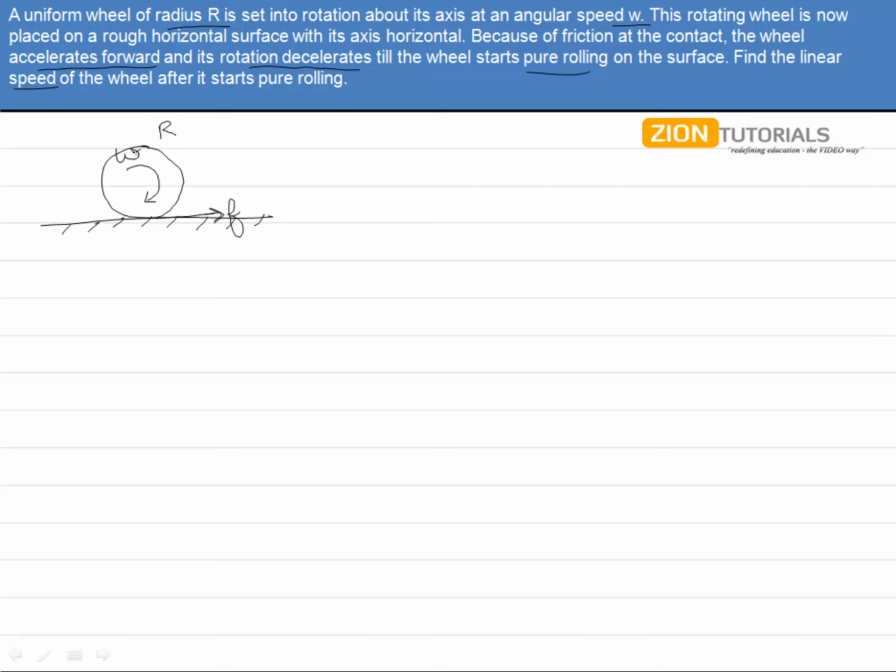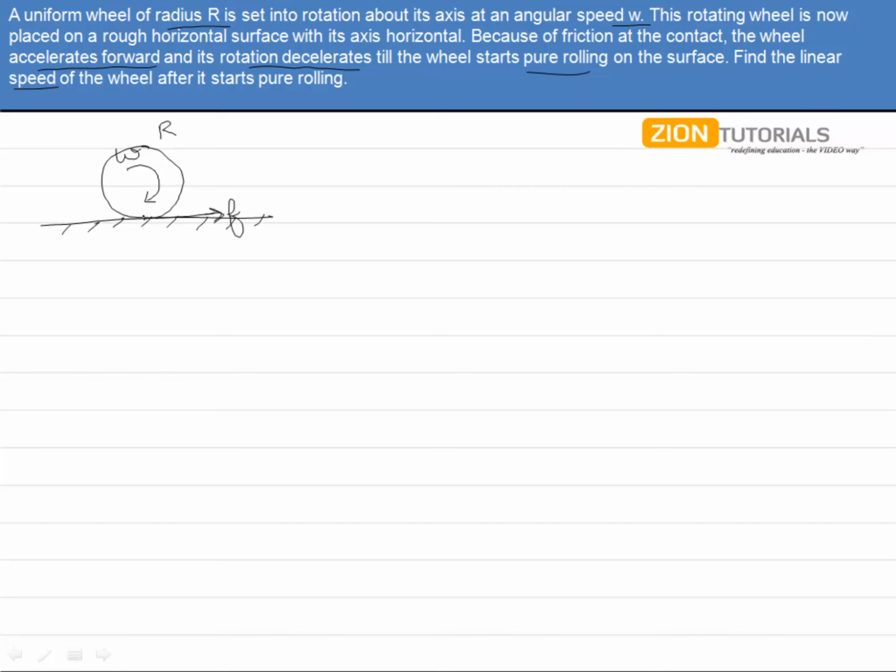Now they have given that the rotation decelerates till the wheel starts pure rolling, obviously because friction will be providing the torque in the opposite direction. So find the linear speed of the wheel when it starts pure rolling. Now friends, here we see that only a single force is acting, which is a frictional force. So if we take the point via which this friction is passing, then the external torque will be 0, which can allow us to conserve the angular momentum about that point.